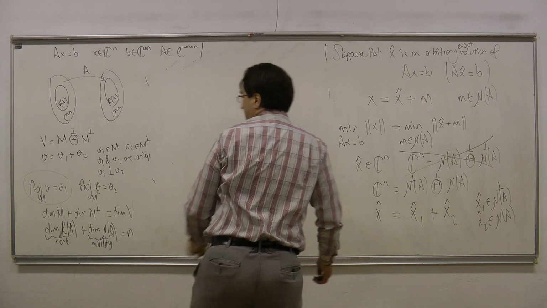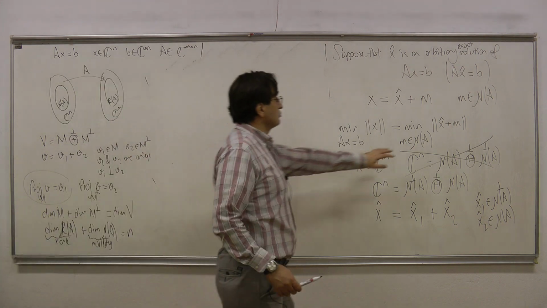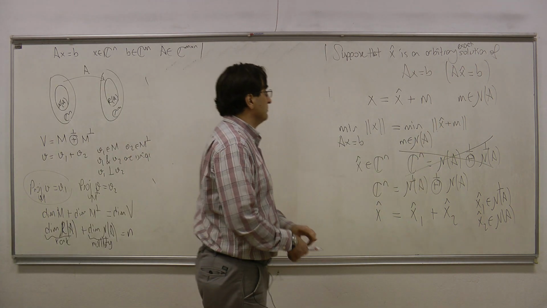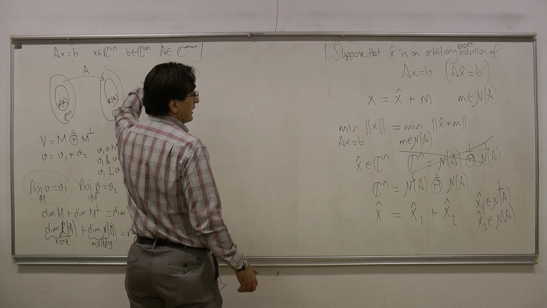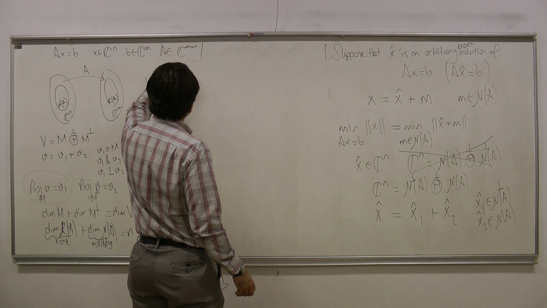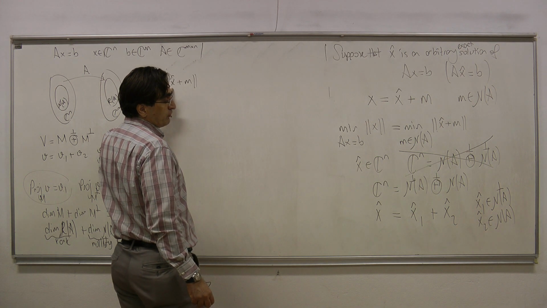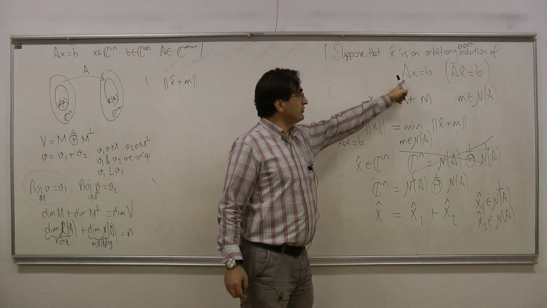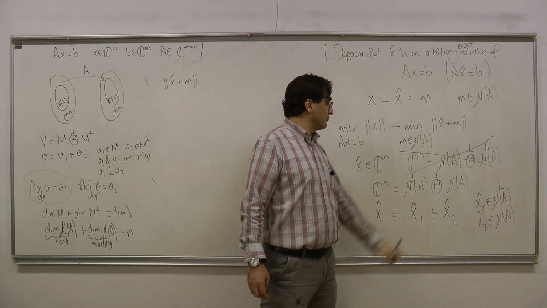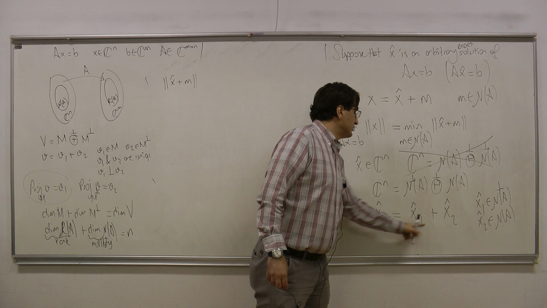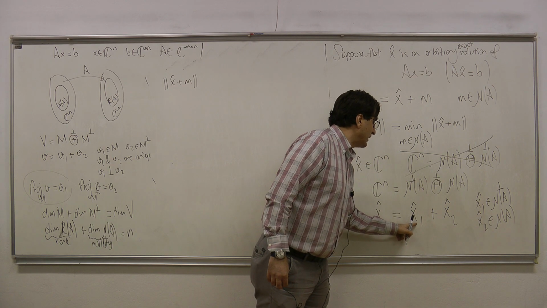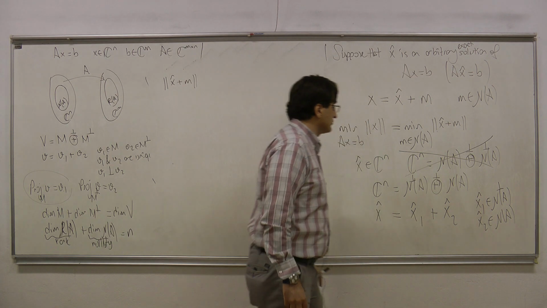So now let us go back to the optimization problem. I would like to solve this optimization problem. So I would like to minimize the norm of x hat plus m. x hat is an arbitrary solution, an exact solution of this equation. And I have the decomposition of x hat given by x1 hat plus x2 hat.